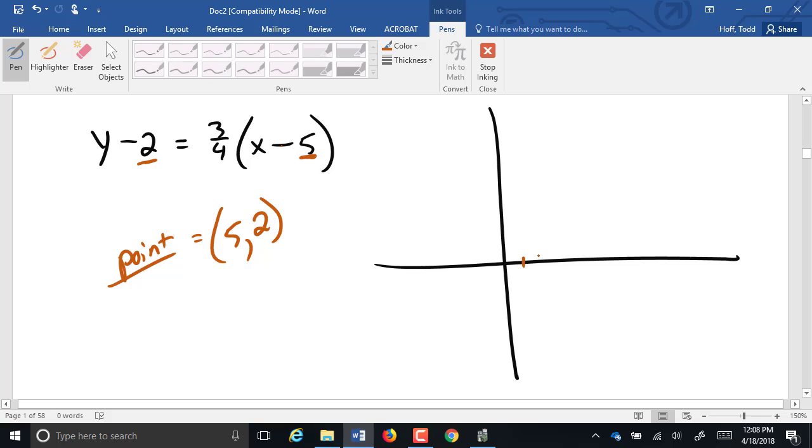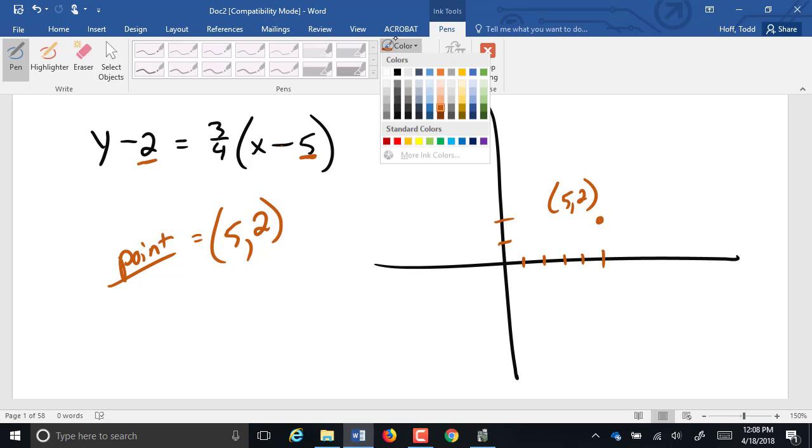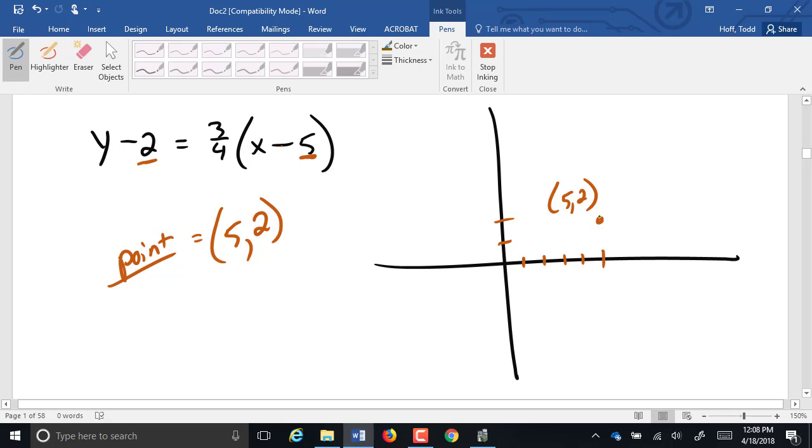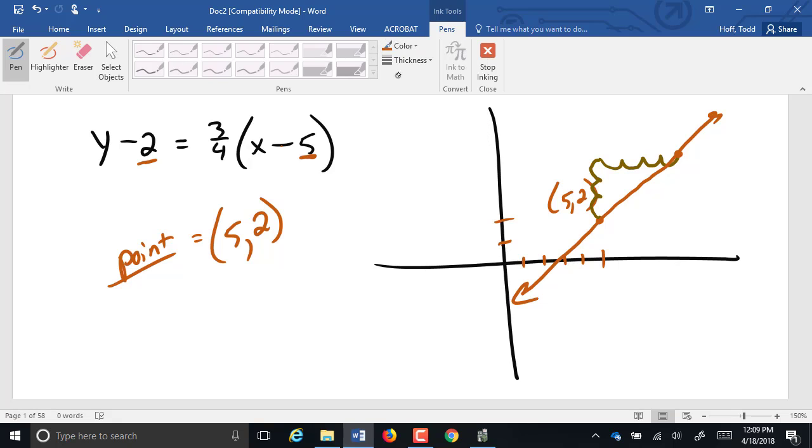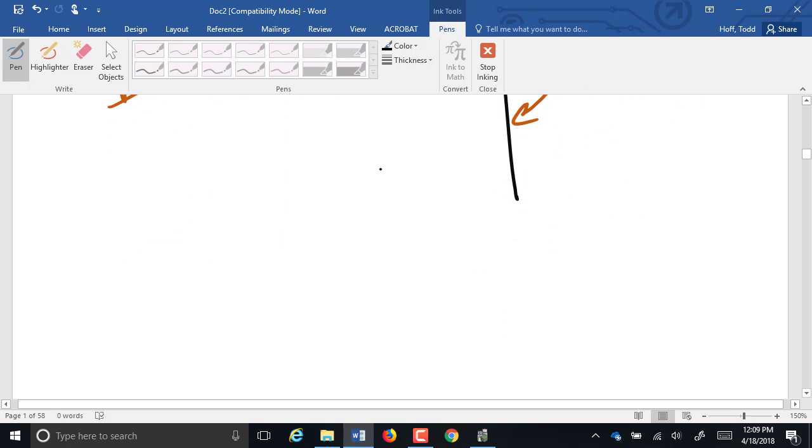So the first point we get here is at 5, 2, right there. Well, the slope is 3/4. So from that point, we go up 1, 2, 3, and over 1, 2, 3, 4, giving us the second point on that graph. So our line looks like that. So there's a lot of information we can get out of these graphs and off the lines.